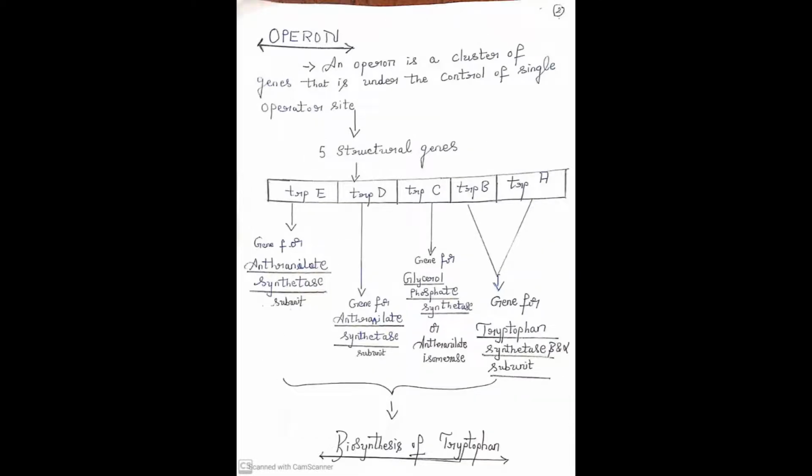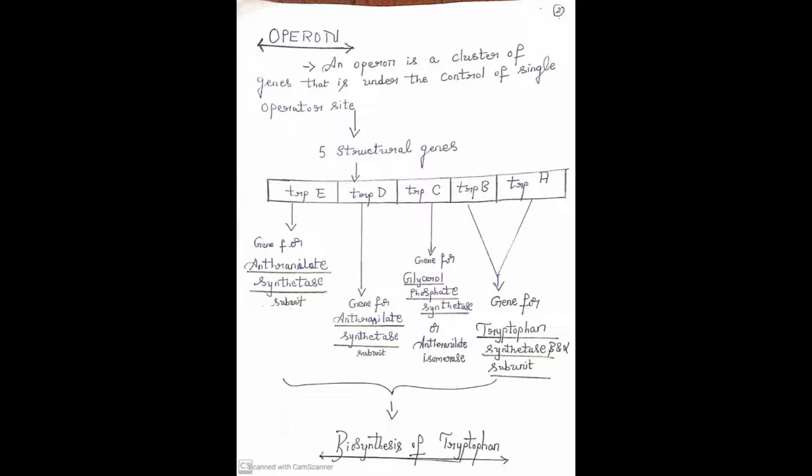What is an operon? We already know. An operon is a cluster of genes. For the synthesis of tryptophan, there are 5 structural genes. You can remember A, B, C, D, E: trpE, trpD, trpC, trpB, trpA.